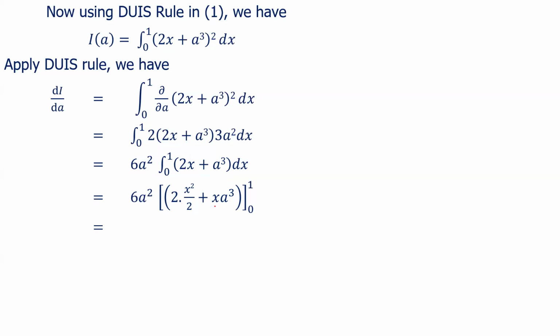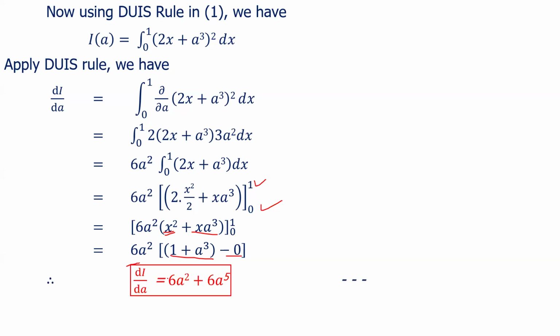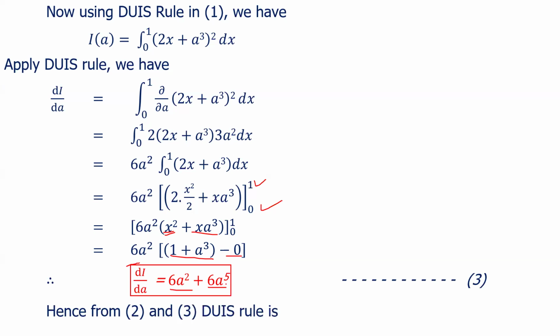Now if we substitute the limit 0 to 1, with upper limit 1 and lower limit 0, we have 6a square times (1 plus a cube) minus the lower limit, which is 0 plus 0. So we have the answer dI by da equal to 6a square plus 6a to the power 5. Now if we see equations 2 and 3, the DUIS rule is verified. Thank you.